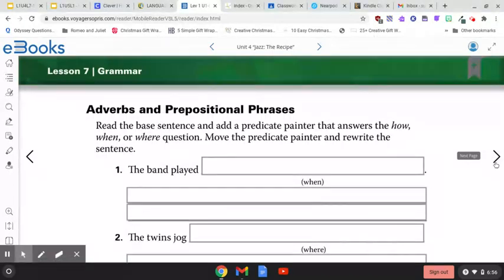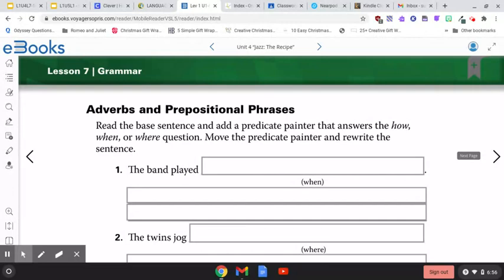Now let's turn to page 148. Predicate painters answer the questions where, when, and how. They are adverbs or prepositional phrases. They can be found in different parts of a sentence, from beginning to end. We will practice moving our predicate painters. Changing the way your sentences start is a simple strategy that can make a dramatic difference in the flow of your writing. It prevents you from writing sentences that sound the same.